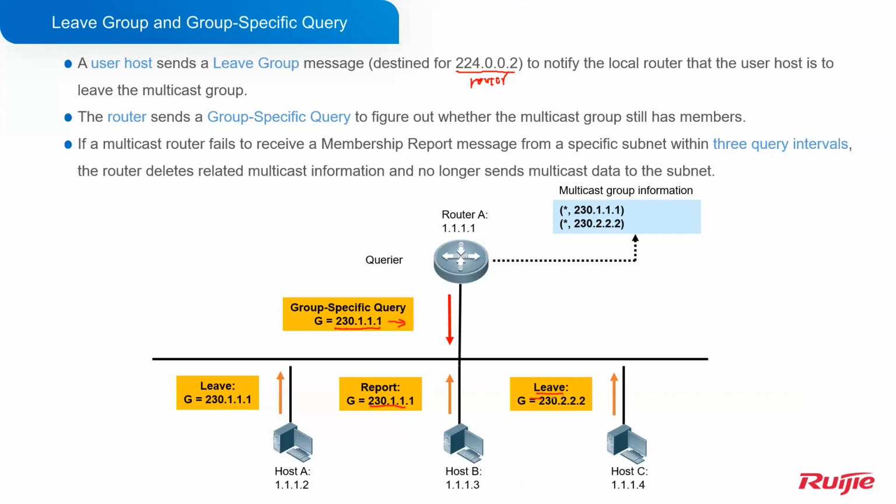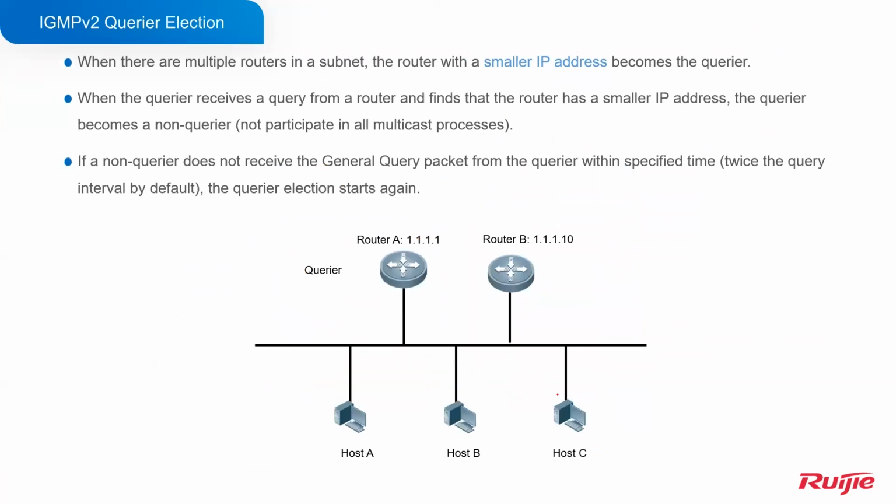If host C leaves this group, router A will send another group-specific query to ask, is there any other receiver of this group? Since there is no response, obviously we can figure out from this figure, router A will not forward the packets for this group to this subnet anymore. And you can see the multicast group information has changed: the entry mapped to the group 230.2.2.2 is deleted from the multicast group information. Okay, this is the group-specific query and the leave.